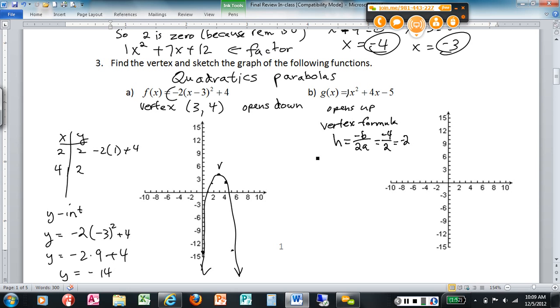Then the K, how do we get the K? Well, the K, then we just plug in negative 2 for the x. And so that's going to be 4 minus 8 minus 5, which is negative 9. All right? So that's my vertex, negative 2 and negative 9, right along about there.